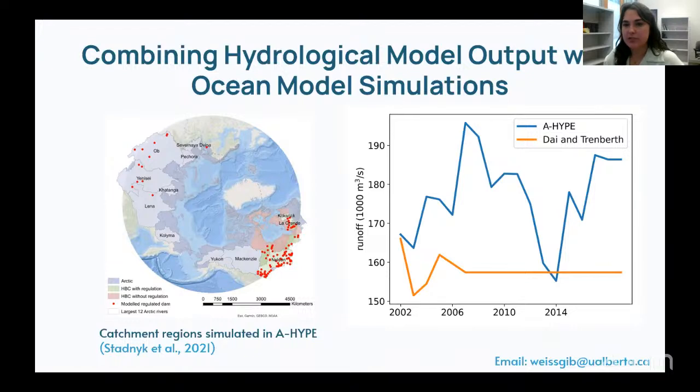So we've looked at using output from the hydrological model. This is the catchment regions and the dams that are simulated, which makes a big difference, especially in the Hudson Bay region, which is a heavily dammed region. We can see the comparison if we look at the runoff and the interannual variability we can get with this model compared with Dai and Trenberth. This is the 2007 Dai and Trenberth, which is really commonly used to force global ocean models. We can see not only do we get this variability after 2007, but we see a much higher amount of runoff and a broader range.